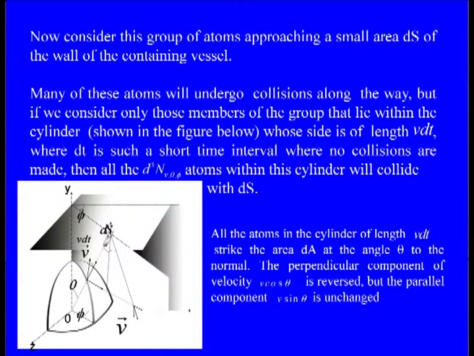Second, now consider this group of atoms approaching a small area ds of the wall of the containing vessel. Many of these atoms will undergo collisions along the way, but consider only those members of the group that lie within the cylinder whose side is of length v dt, where dt is a very small time interval in which no collisions are made. In that case, all dn(v, theta, phi) atoms within this cylinder will collide with the small surface area ds, as you can see from this figure. All the atoms in the cylinder of length v dt strike the area dA at an angle theta to the normal. The perpendicular component of velocity is v cos theta, which will be reversed because of the elastic collision, but the parallel component, which is v sin theta, remains the same.